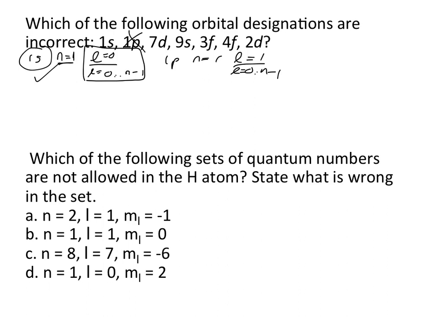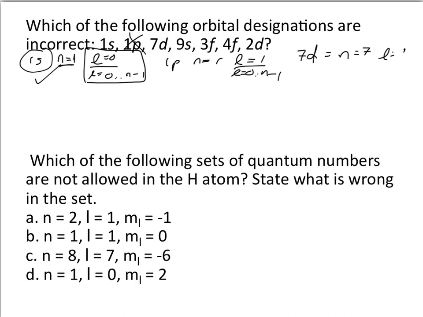Okay, let's go ahead and look at 7d. So that's the orbital that's being designated. Is this a possibility? n equals 7. For L, s's are equal to 0, p's are equal to 1, so d's must be equal to 2. So in this case, L equals 2. Now, is 2 a possibility? Remember, our L values are equal to 0 all the way up to n minus 1. In this case, n minus 1 would be 6. So 0, 1, 2, 3, all the way up to 6. So this is a possibility. So this is okay. The 7d is an acceptable designation.